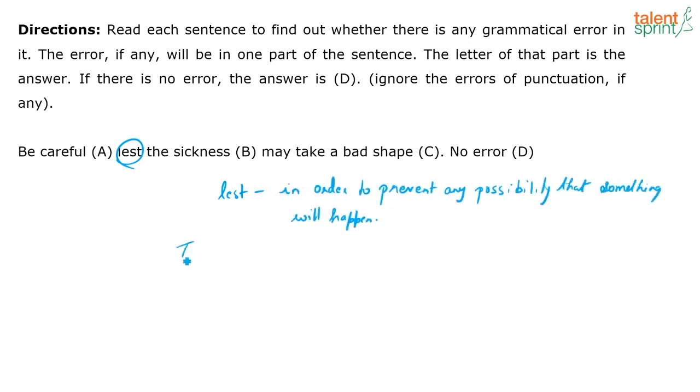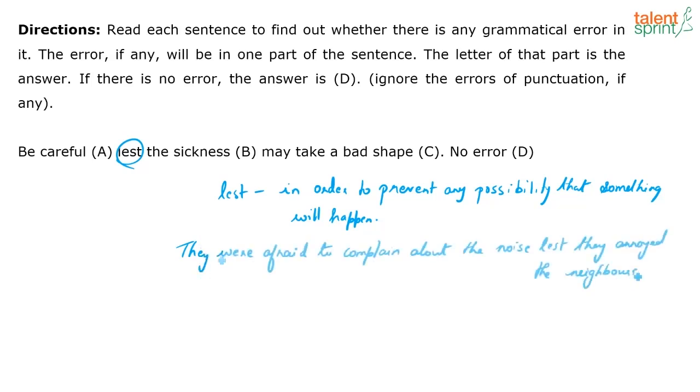So let's look at an example sentence. If I say, so what do I mean by this? So I'm saying they were afraid to complain about the noise lest they annoyed the neighbors. So they didn't want to annoy the neighbors. In order to prevent that, right, in order to prevent the possibility of annoying the neighbors, they were afraid to complain. They did not complain, basically, right? So you understand the meaning of lest, right?